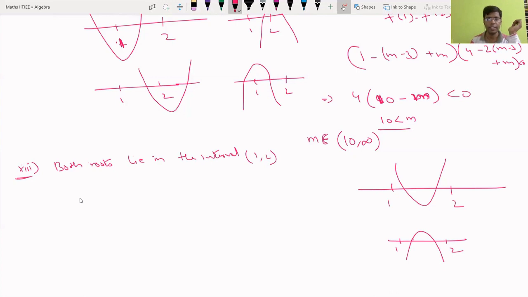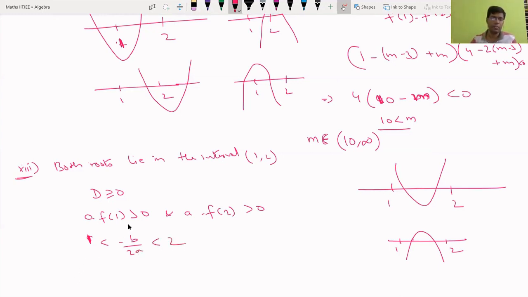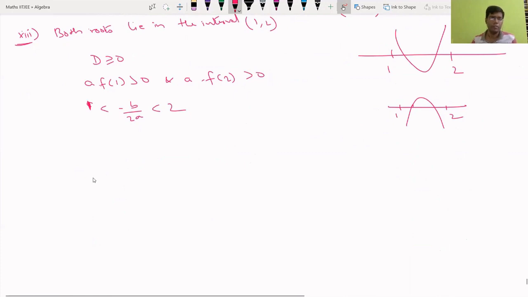So for that case, the conditions which we'll have to consider will be: my discriminant has to be greater than or equal to 0, and my a f of 1 should be positive, and a f of 2 has to be positive, and apart from that I should have my minus b by 2a lie between 1 and 2. So these are the three conditions which I need to check. So let's do it one by one.